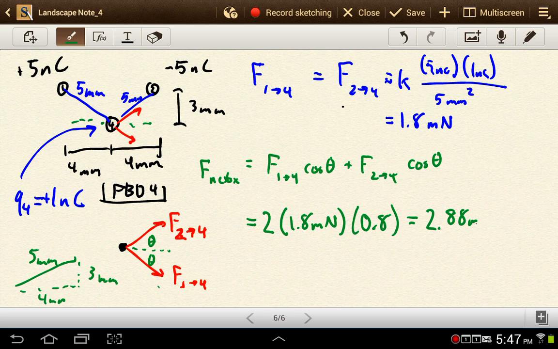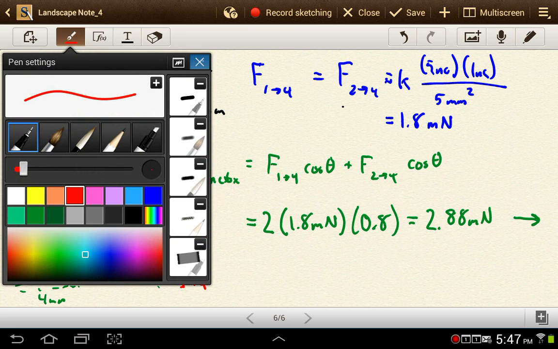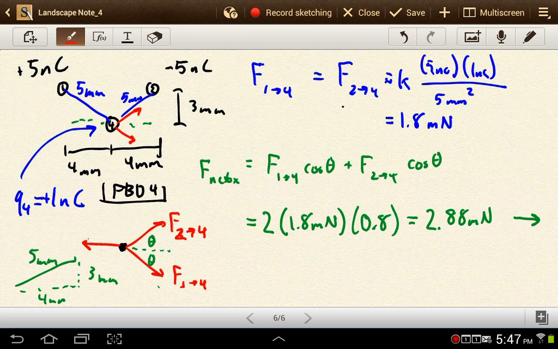All right, 2.88 millinewtons, okay? And it's going to be going directly that way. So now, particle 3 has a charge of 8 nanocoulombs. We need particle 3 to exert a force going that way, so this needs to be the force of 3 on 4, and the force of 3 on 4 needs to be 2.88 millinewtons.